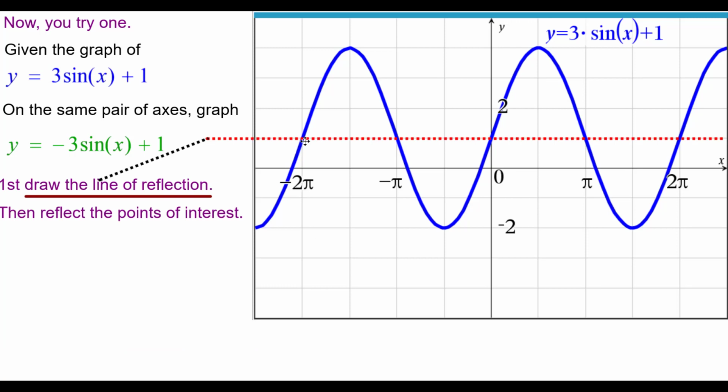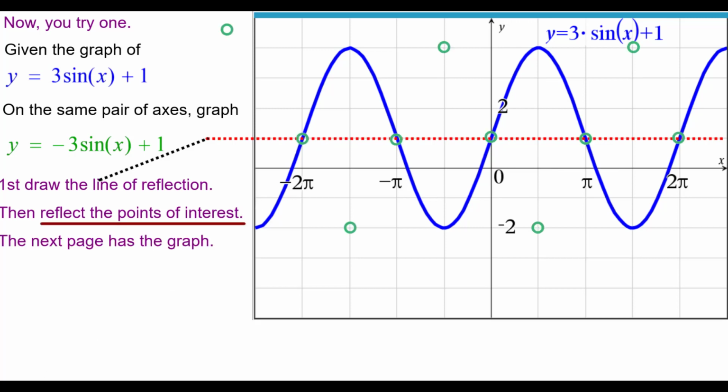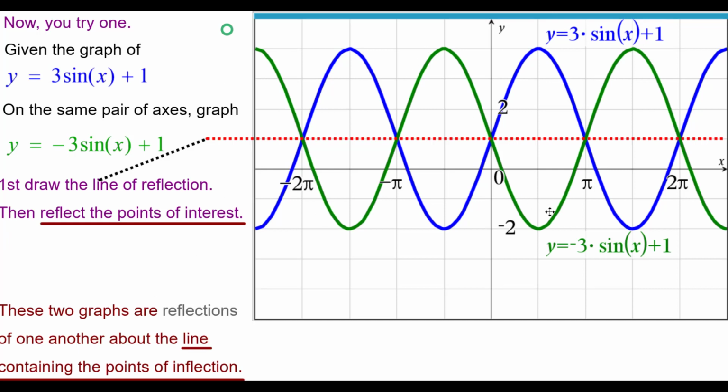First, we draw the line of reflection, and this goes through the points of inflection. Then we're going to reflect the points of interest about this line. So here, the points of inflection stay where they are. The max reflects to a min, the min reflects to a max. And then we go ahead and connect those points using the green graph here. And you can see that these two graphs are reflections of one another about the line that contains the points of inflection, the line y equals +1.